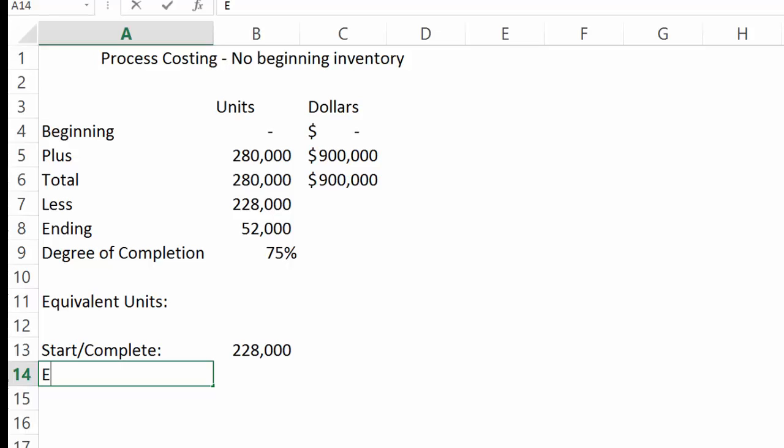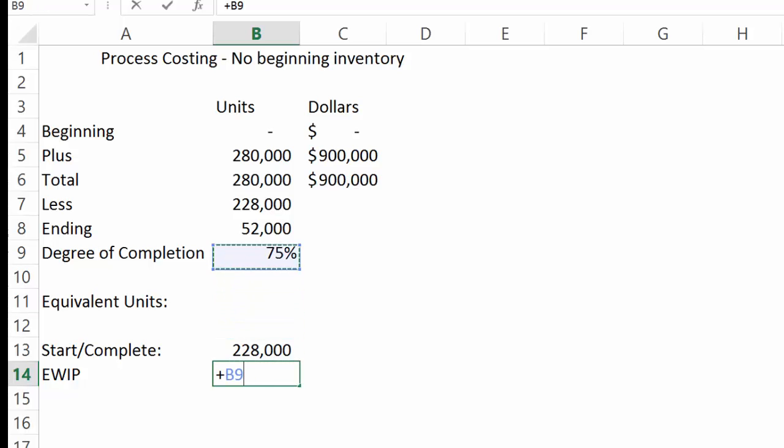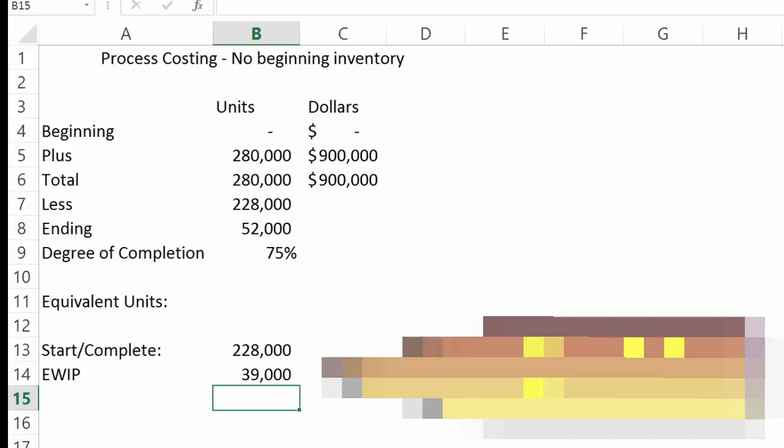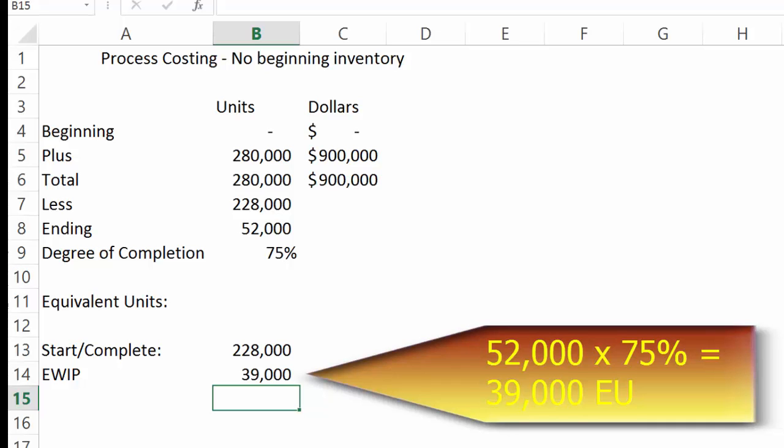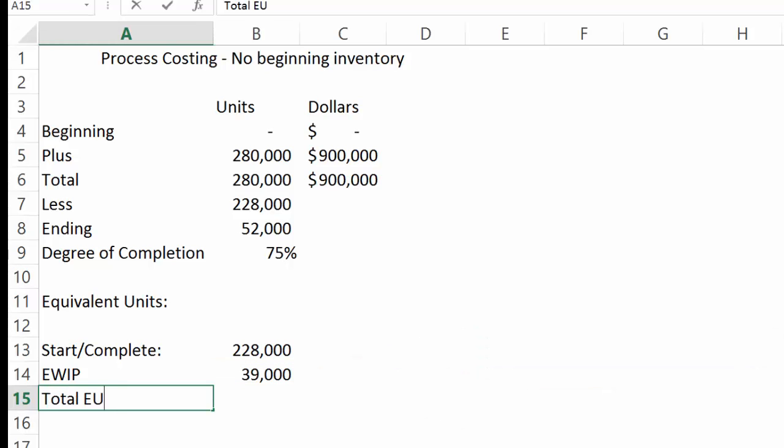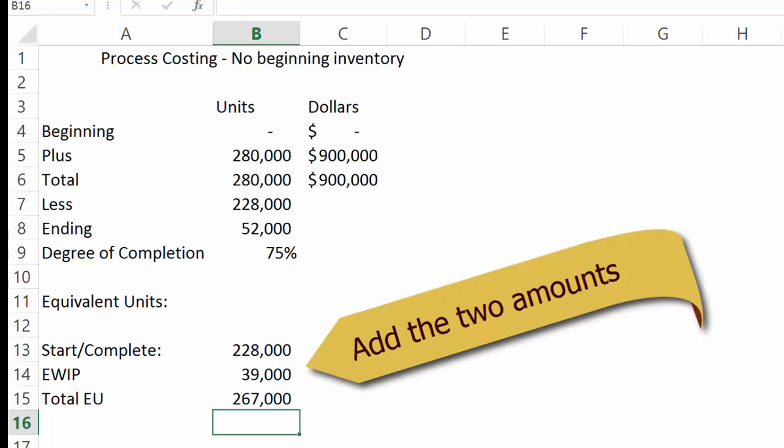The next part is ending WIP. We have 52,000 units that are 75% complete. If I had actually done one unit at a time and started and finished them, which of course, if we're talking about gallons of gasoline or gallons of milk, we're not going to be able to start and complete one unit at a time. That's why this is equivalent. We started 52,000 units that are 75% complete, and that's the equivalent of having done 39,000 units from start to finish. So my total equivalent units is 267,000 units.